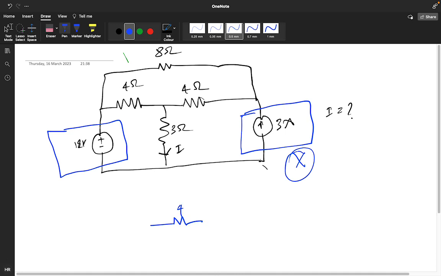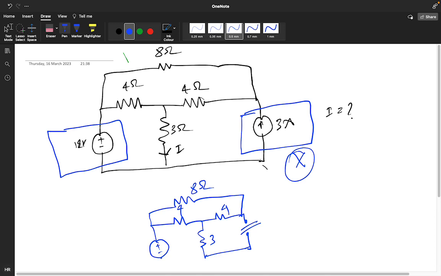4, 3, this is 4. If you are deactivating a current source, it will become an open circuit, like this. It is open, meaning infinite resistance is there. No current will flow in this. This is your 8 ohm. And this particular one is your plus minus 12 volt. You need to find the value of I1.